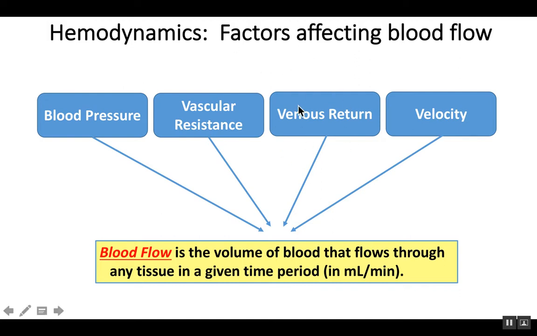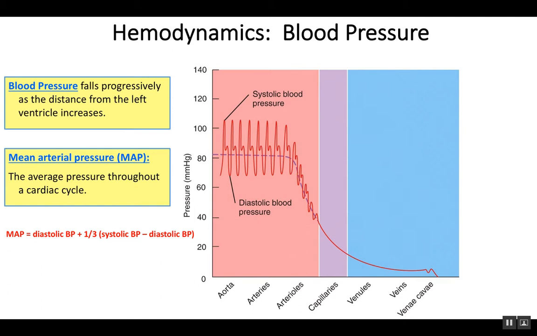Venous return is bringing more blood back to the heart. So you can imagine if venous return is down, blood flow is down. And then finally, velocity. Velocity is the speed of blood flow. So we're going to take a look at each of these four factors and how they contribute to blood flow. Let's look at blood pressure first.